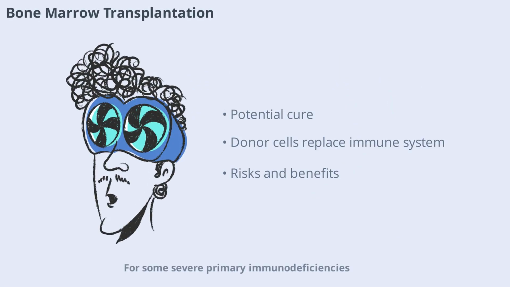For some severe primary immunodeficiencies, bone marrow transplantation offers a potential cure. This procedure replaces the defective immune system with healthy donor cells. It's a complex process with risks and benefits, but it can dramatically improve outcomes for selected patients.